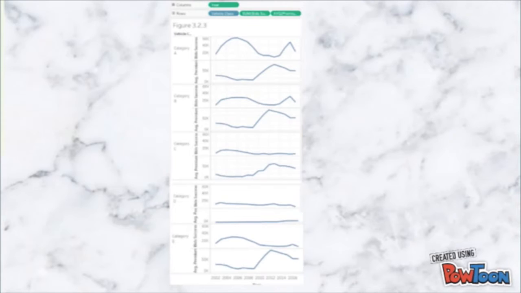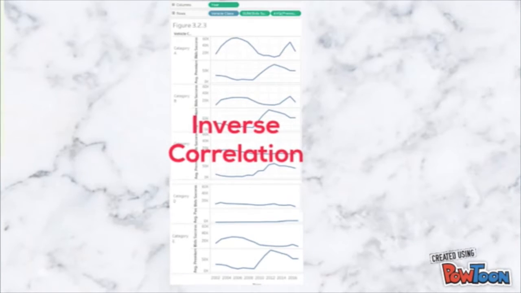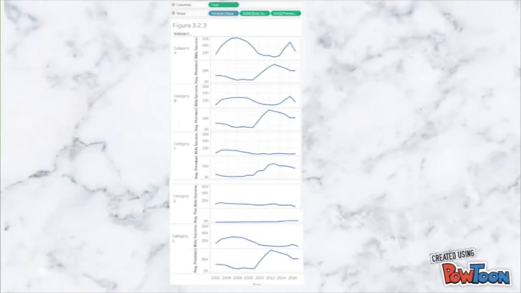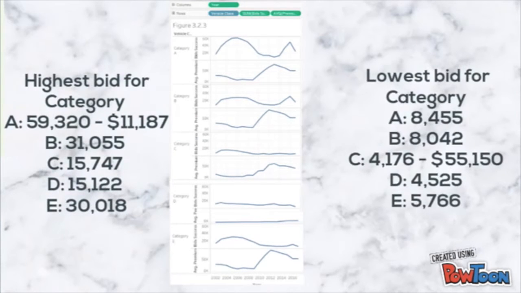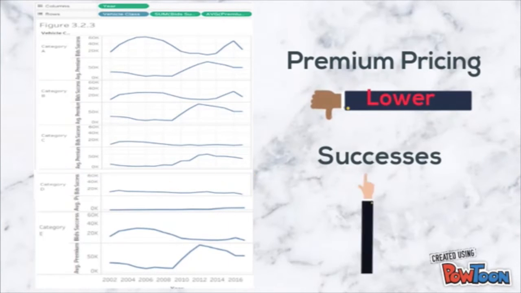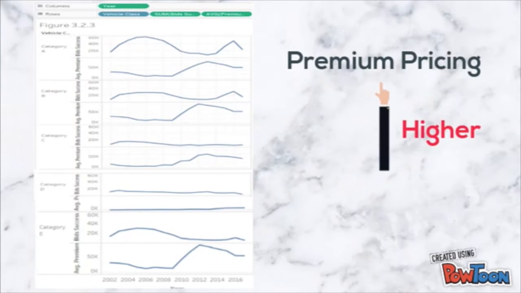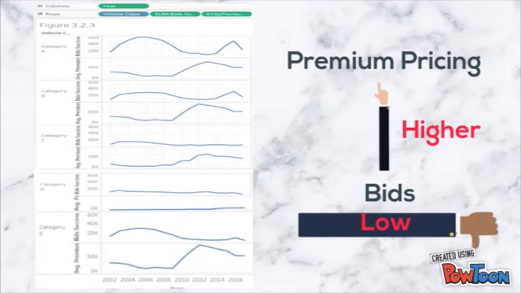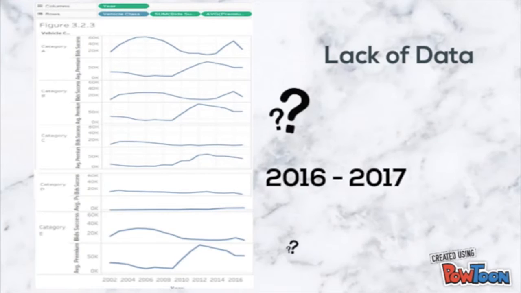Next, we can see from the graph that the number of transactions and the premium pricing have an inverse correlation. We can see this from the graphs when comparing the highest bid and the lowest bid. When the premium pricing is low, the number of successful bids is higher, and when the premium pricing is high, the number of bids is very low. Due to the lack of data from October 2017 onwards, the inverse correlation does not apply from 2016 to 2017.